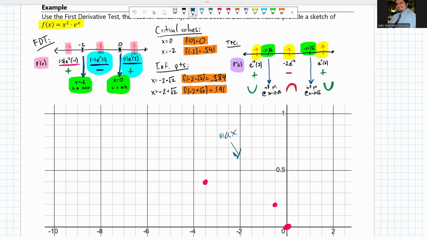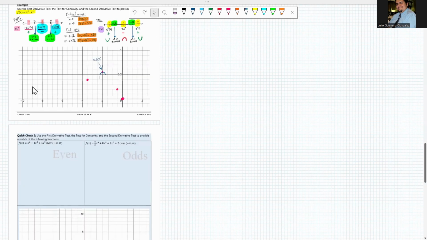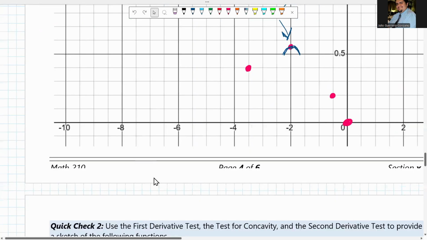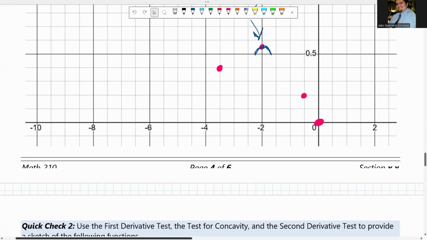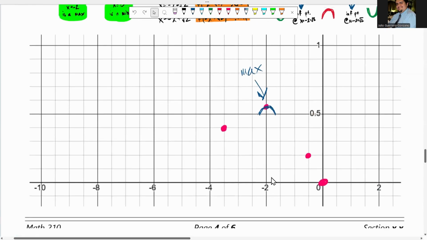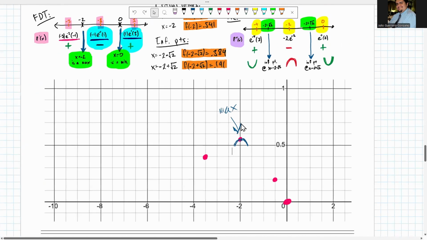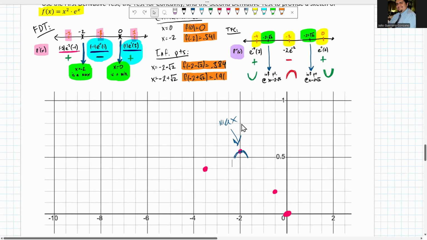Whoa, not what I wanted. And it's going to do that. Of course it will. All I wanted to do was erase one thing. Not everything, but just a little bit. There we go. Let me zoom out again so I can have the whole graph present. Okay. We know that that one's a max. And then we also know that the one at 0, 0 is a minimum.